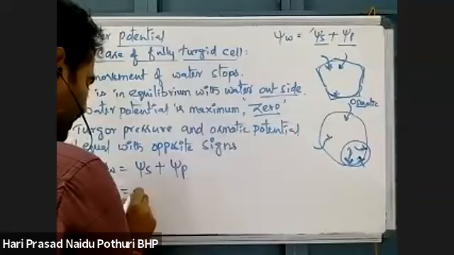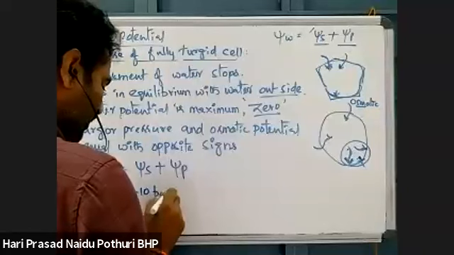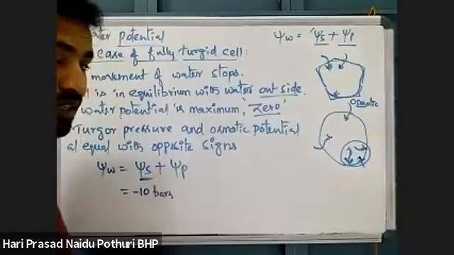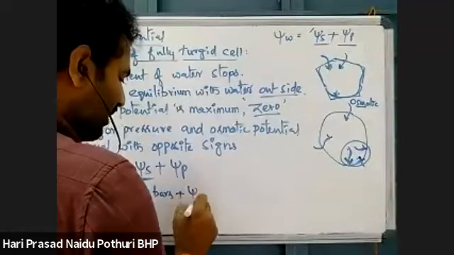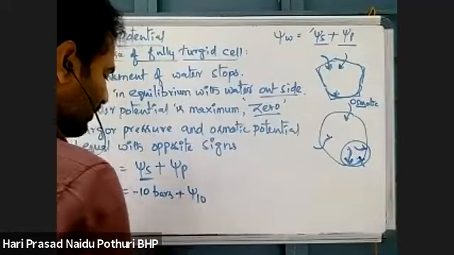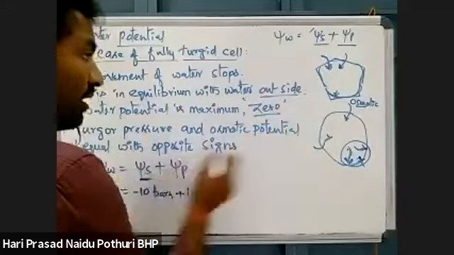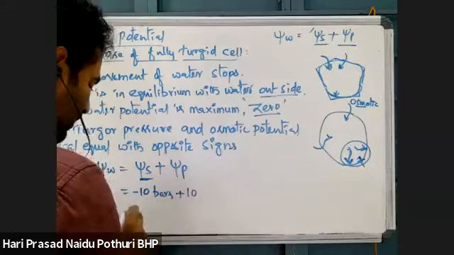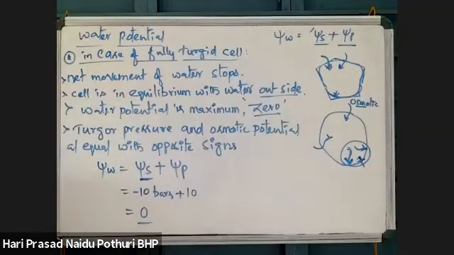See here, water is maximum. Suppose minus 10 bars is solute potential. Turgor pressure is exhibiting. Pressure potential is 10 bars. Minus 10 bars, pressure potential is 10 bars. Both are opposite, so it will become 0. 10 minus 10. So water potential will become 0.